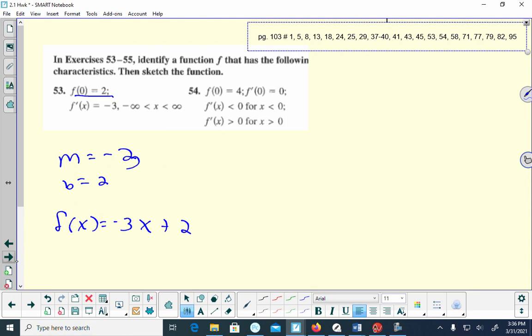This one, 54, f of 0 is 4. The derivative at 0 is 0. So that's kind of telling me I'm going to have some type of vertex situation going on there. The derivative is negative for values less than 0, positive for values greater than 0. So it's going to be something squared, and since f of 0 is 4, I'm going to add 4, and then I'm going to say my function is x squared plus 4.